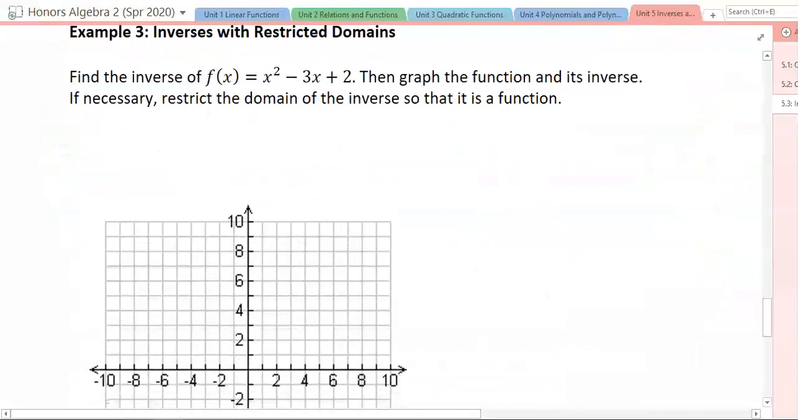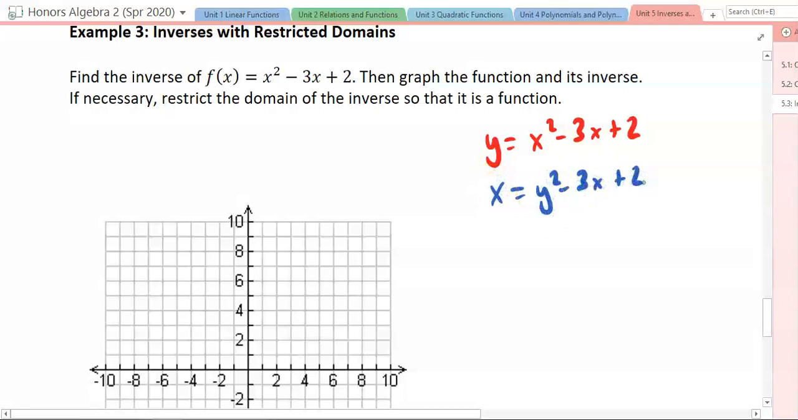We want to find the inverse of x squared minus 3x plus 2, and then graph the function and its inverse. Now, this one gets a little interesting because we have the same rule of having to swap the x's and the y's and solve for the new y. Now, let me show you how that works for this problem. So y is equal to x squared minus 3x plus 2. And then we swap the x's and the y's.